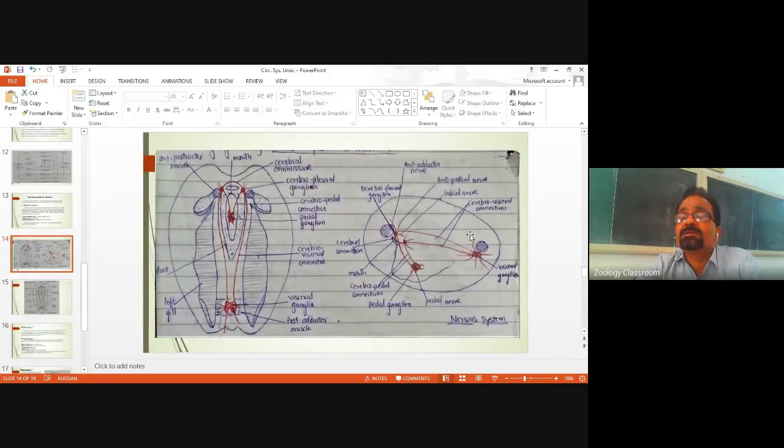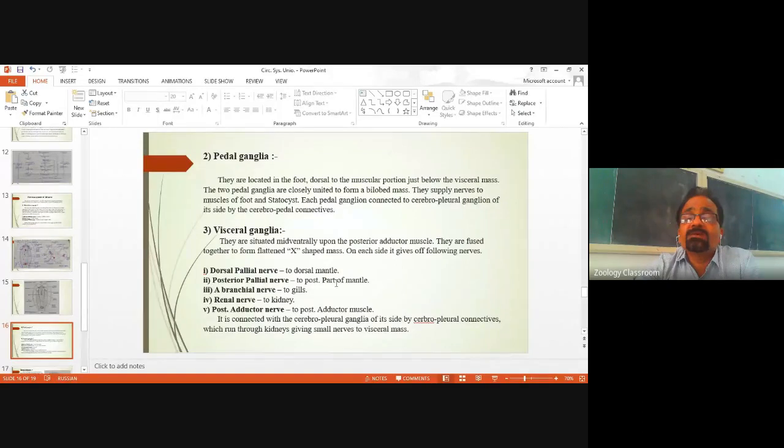Then there are different branches of it. There is a posterior pallial nerve to the posterior mantle, branchial nerve to the gills, cutaneous nerve to the gills, renal to the kidney, and to the posterior adductor muscle. These are the different nerves supplied to the different organs.